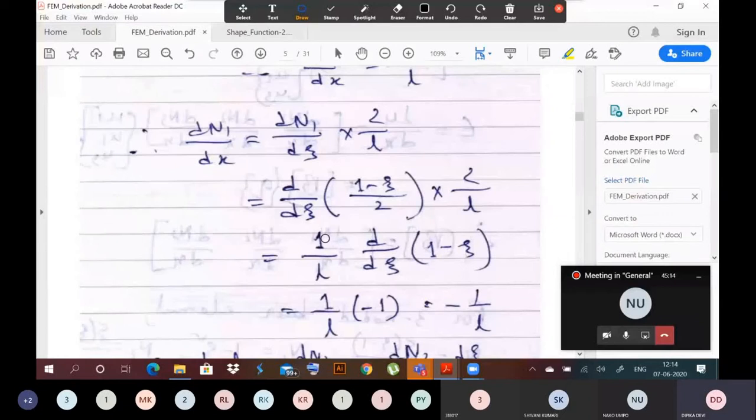And B, you know, it is minus 1 by L and 1 by L. So Q you know, B you know, therefore you can calculate strain. Strain is equal to B into Q. Understood? So that way you can find the strain.